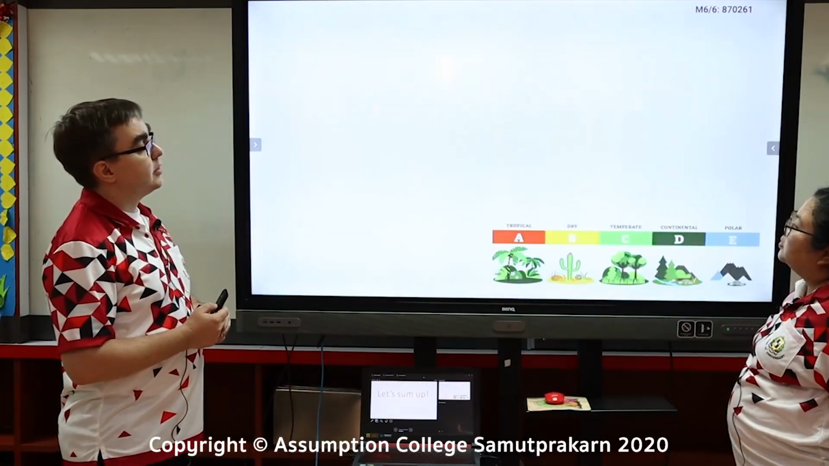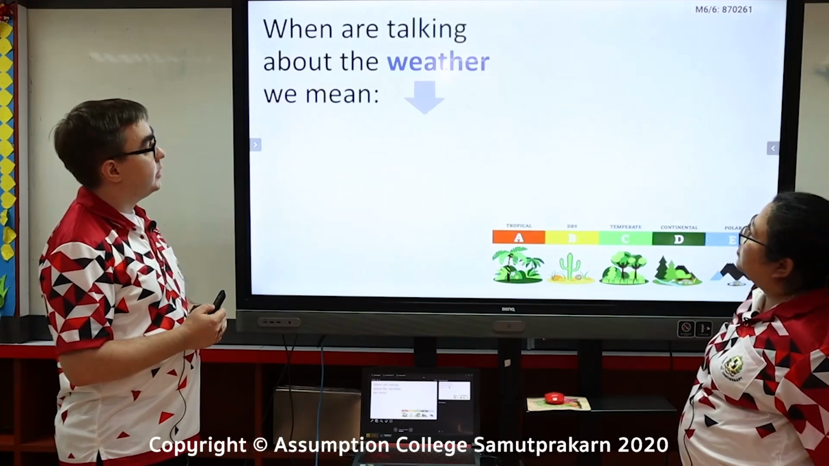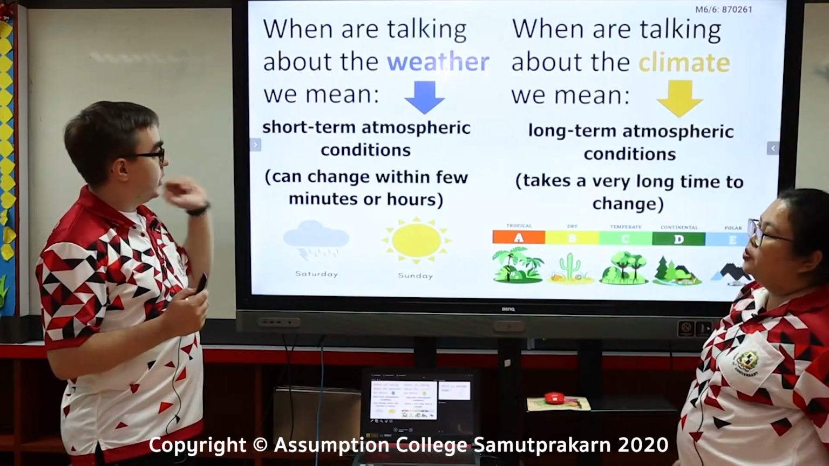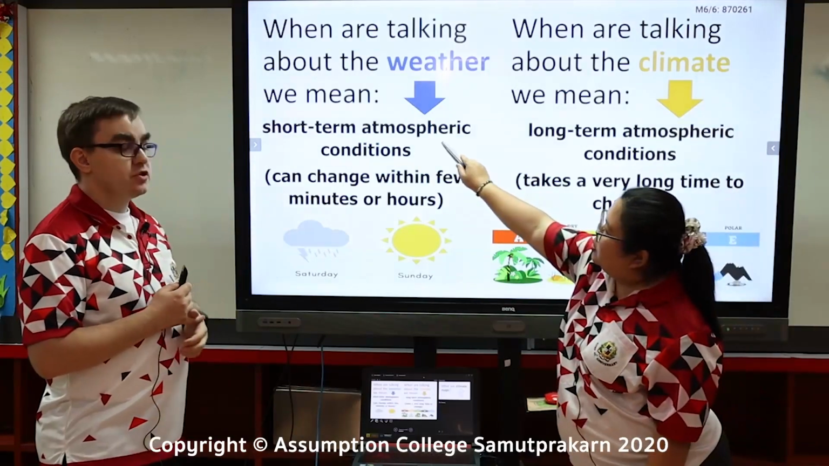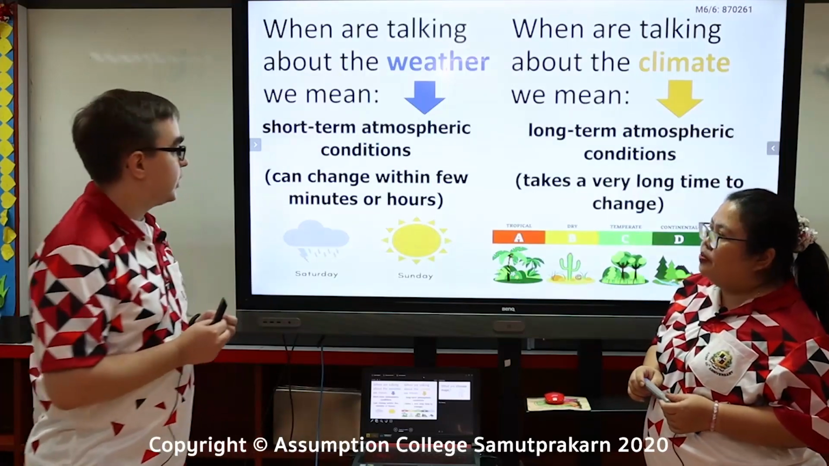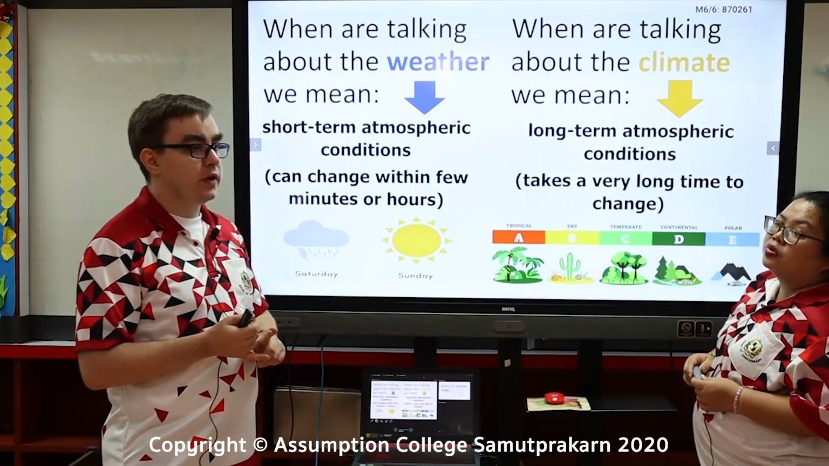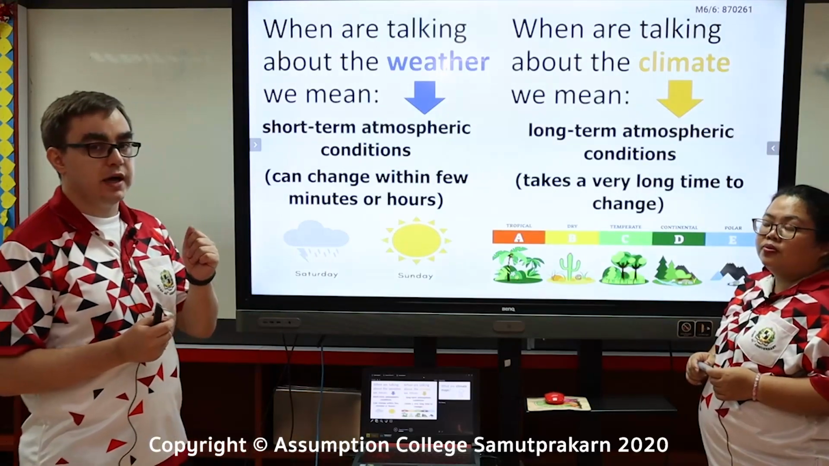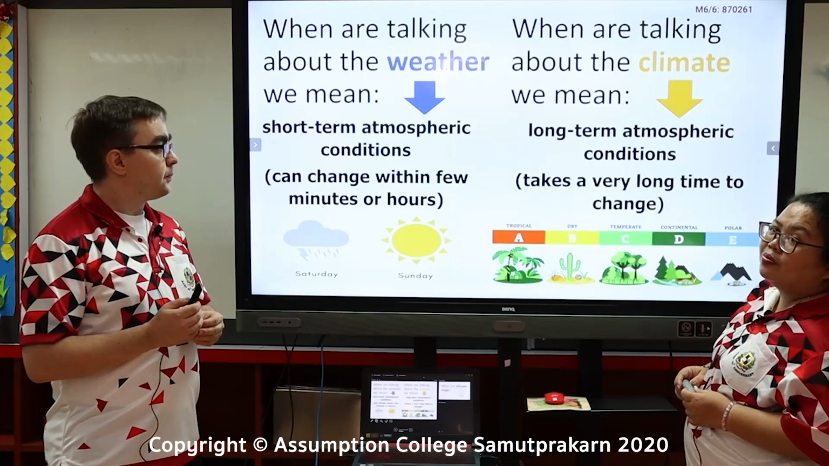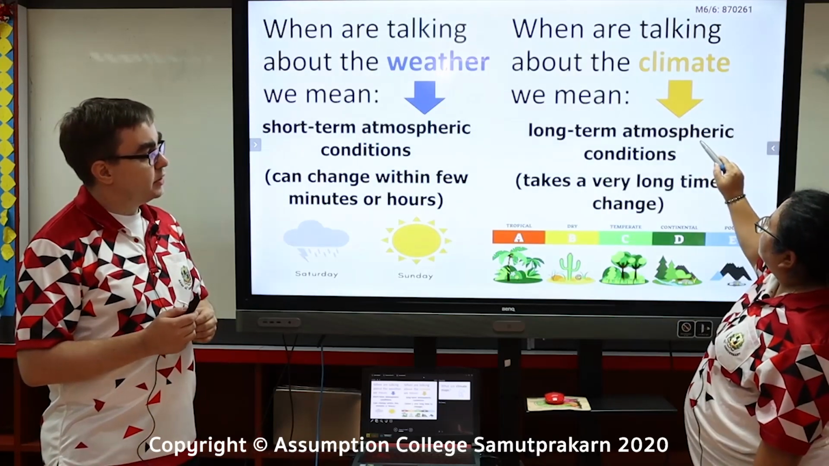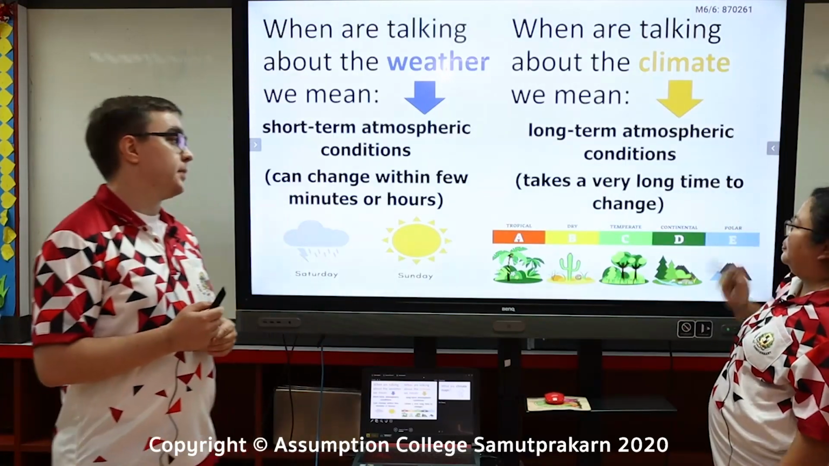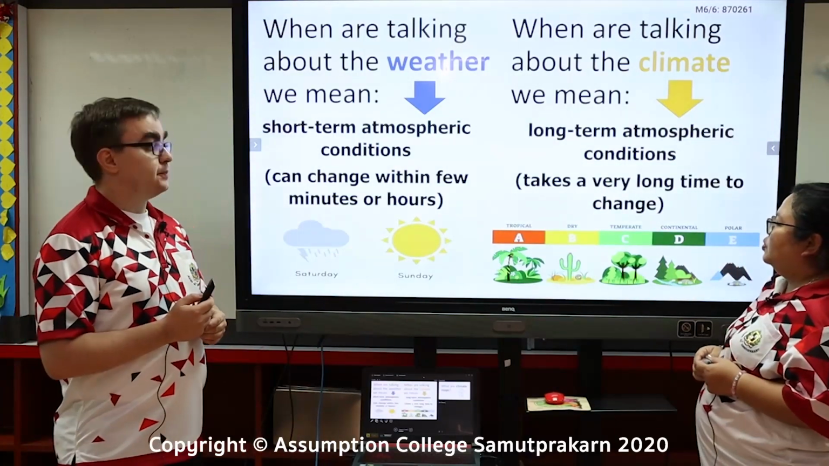Now, let's sum up. What's the difference between weather and climate? When we talk about weather, we mean short-term atmospheric conditions like sunny, rainy, snowy, something that will not last forever or for a long time, usually a day maybe, or an hour, 30 minutes. Whereas climate is something that lasts for a very long time. So we can be sure of it.